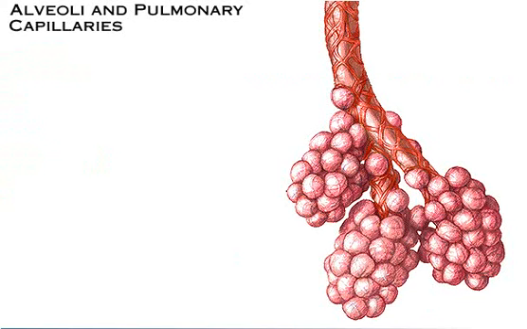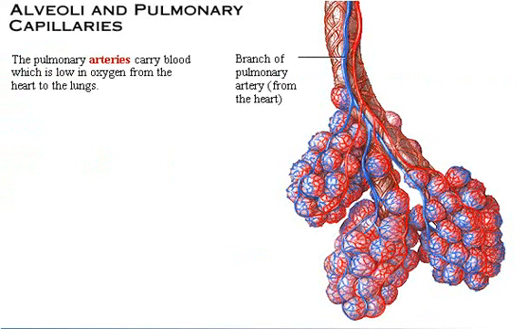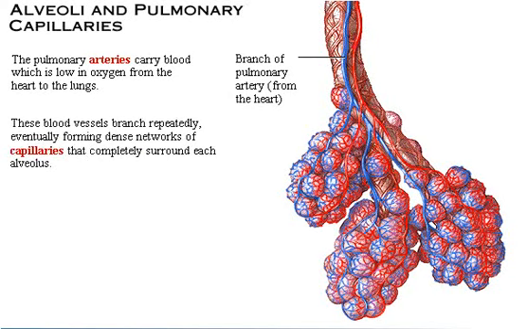Now that we've looked at the respiratory zone airways, let's look at the associated blood vessels. The pulmonary arteries carry blood which is low in oxygen from the heart to the lungs. These blood vessels branch repeatedly, eventually forming dense networks of capillaries that completely surround each alveolus.